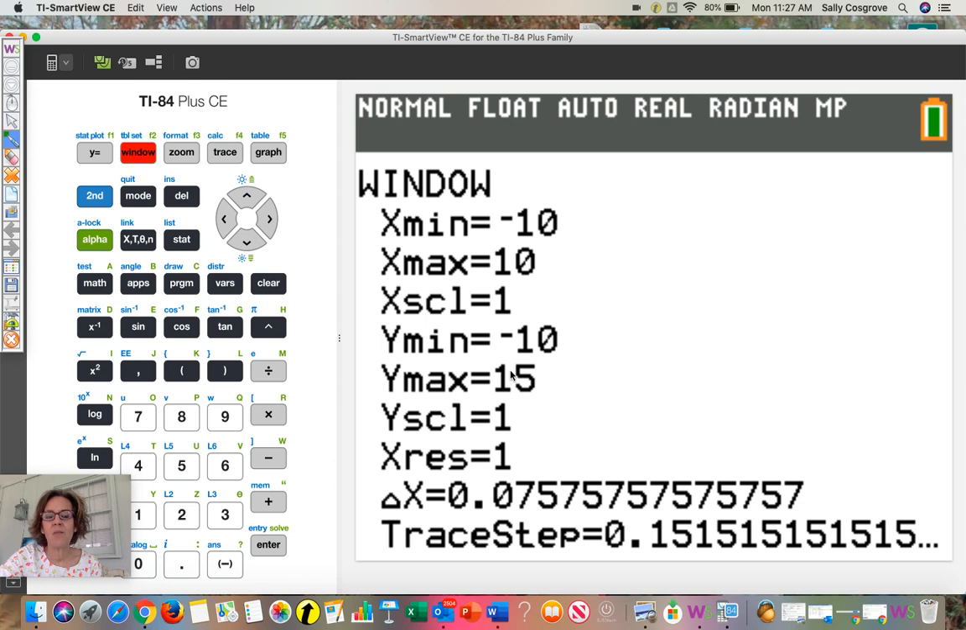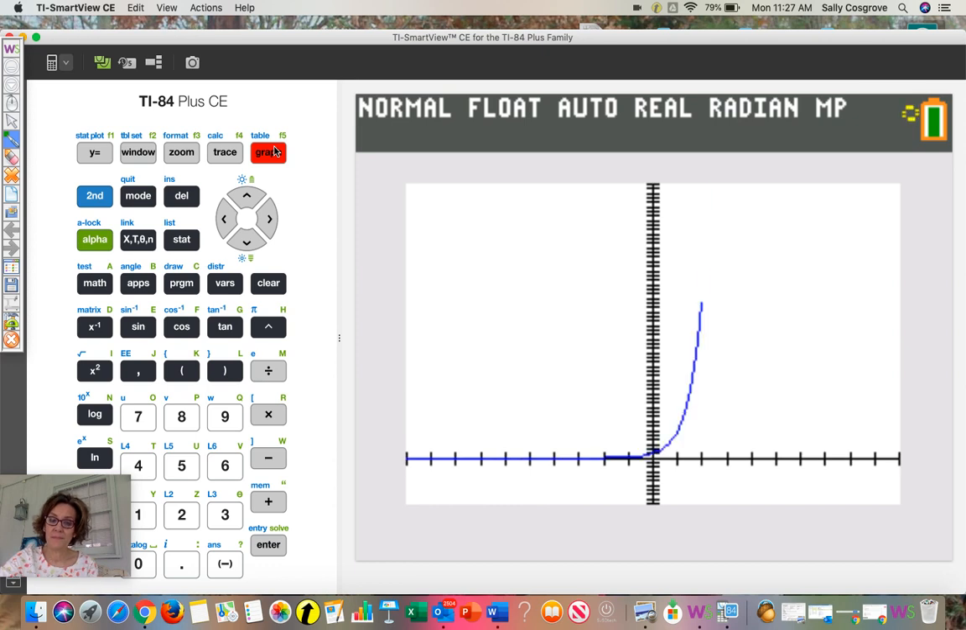Let me look at my window. Yeah, my y max is at 15. I know I'm going to need to see above 52, so I'll just type in 60 right there, and hit graph. And there's my exponential, and there is 52. So this is the graph of 6 to the x, and this is the graph of 52. And this point right here better be 2 and some change.